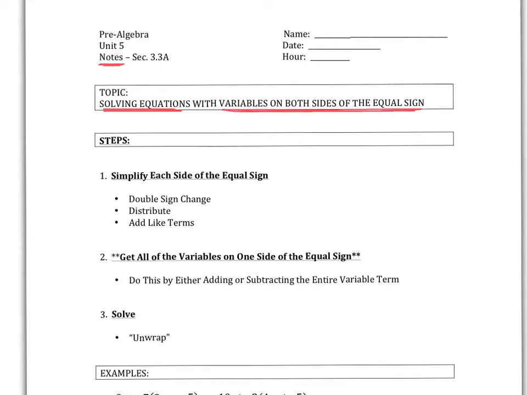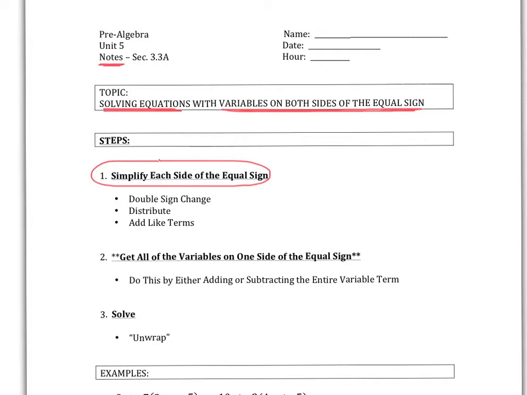Okay, there are 3 steps that you need to follow. The first step, simplify each side of the equal sign. So what does this mean? This means you might have to make double sign changes, you might have to distribute, and you may have to add like terms. So that's all stuff we learned in Unit 4. Double sign changes, distribute, add like terms.